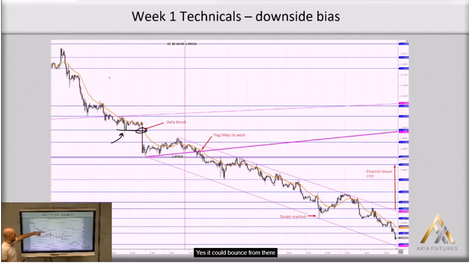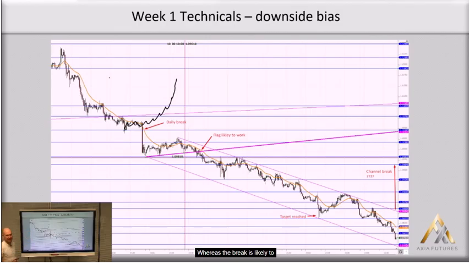Yes, it could bounce from there, but I don't really know why you'd really fancy buying that. To me, it just looks like a more attractive sell. If it is going to bounce from there, remember this is a bigger daily trade. It's not going to do that. It's going to do something like this, and eventually it might go up. You could be in it for days before it goes up. So even if you buy the level, it's unlikely to just suddenly pay you.